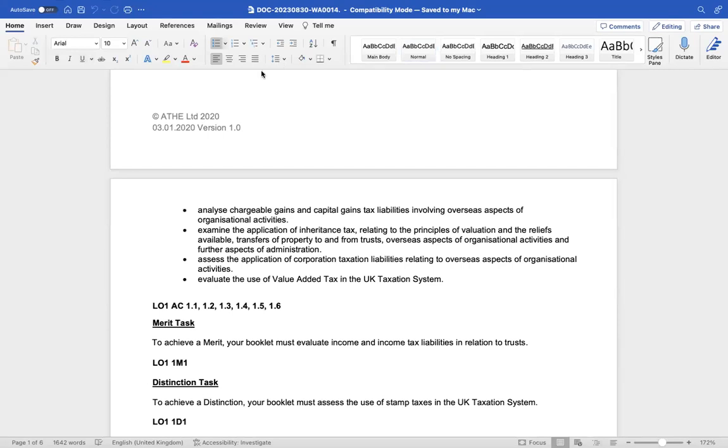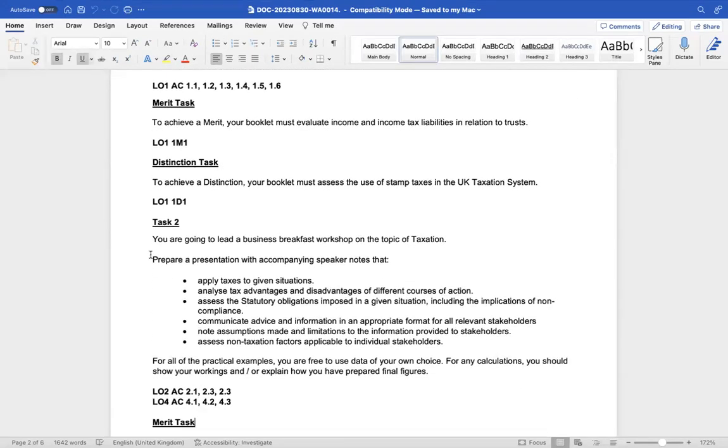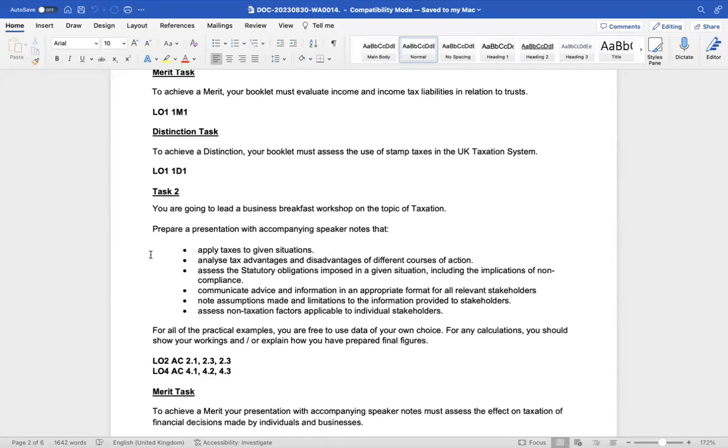Okay. So now we will talk about task 2. You are going to lead a business breakfast workshop on the topic of taxation. Prepare a presentation with accompanying speakers' notes. So in this task, you are tasked with leading a business breakfast workshop on the topic of taxation. Your presentation should cover various aspects of taxation and provide valuable insights to the attendees.